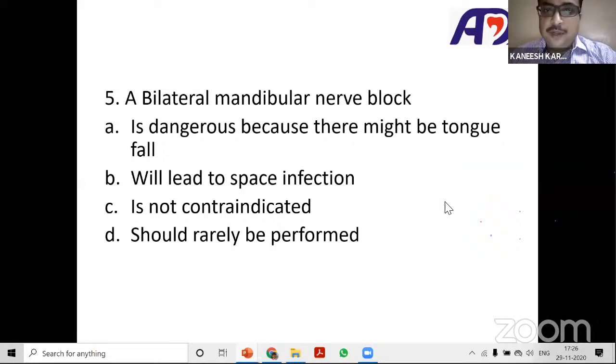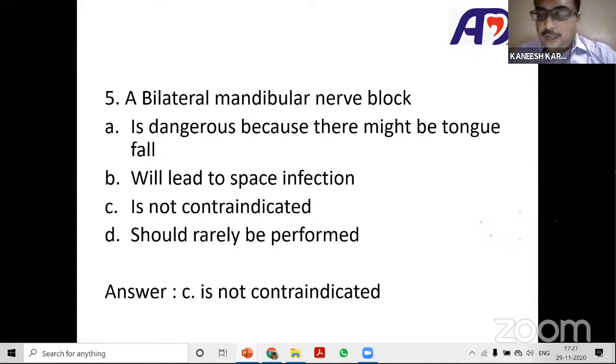The bilateral mandibular nerve block or inferior alveolar nerve block. Can we give a bilateral inferior alveolar nerve block? Yes, the correct answer is it is not contraindicated. Why? If they say that it is dangerous because there might be tongue fall, we anesthetize only the lingual nerve. The lingual nerve supplies only normal sensation to the anterior two-thirds of the tongue. It has nothing to do with muscle movement.